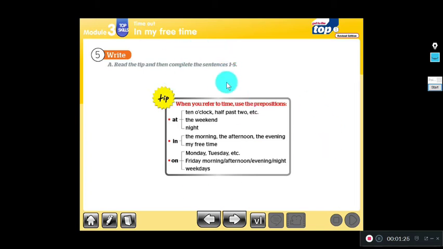Okay, so here we have, when you refer to time, we use prepositions. As I said before, we use at for hours, at the weekend, at night. We use in the morning, in the afternoon, in the evening, in my free time, and on with days of the week, weekdays also. Okay, let's continue.